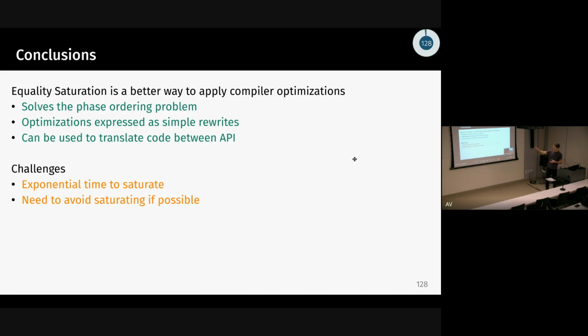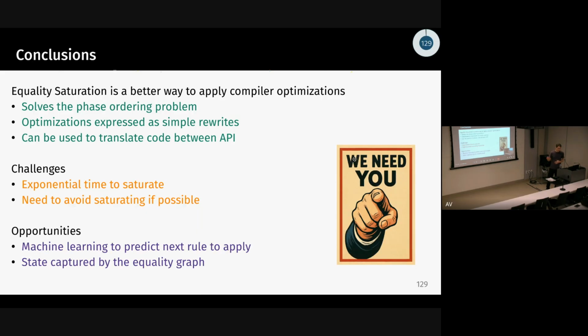The challenges are the exponential nature, and avoiding saturation if possible. And I think the opportunity is to use ML to tell the compiler what it should do next given this state. And the state is captured basically by this equality graph. So I think I will end here.